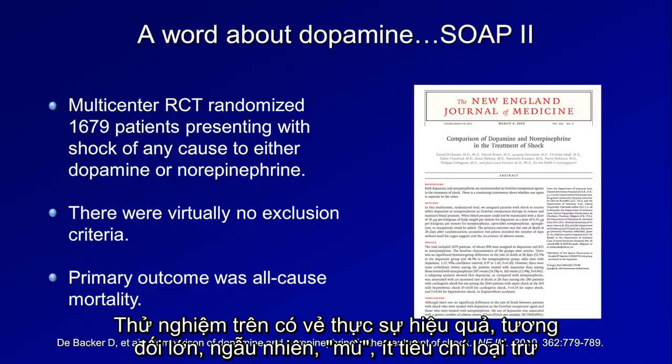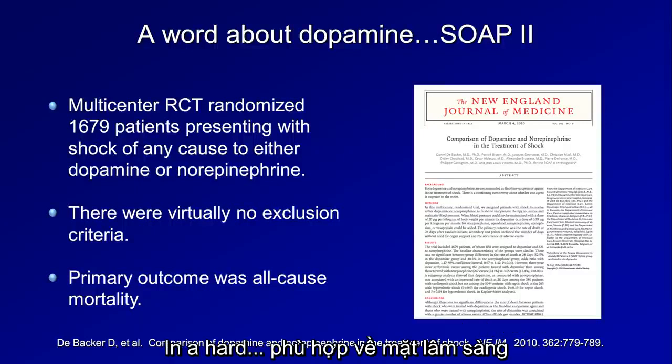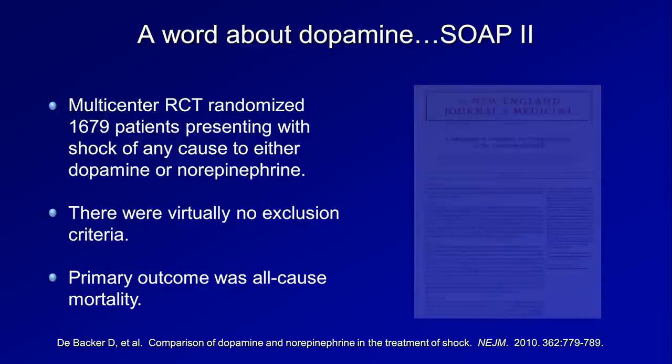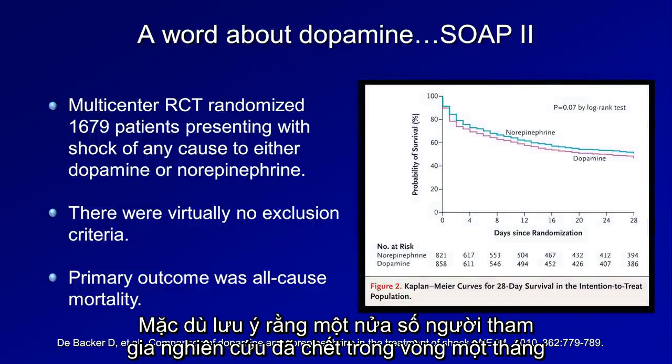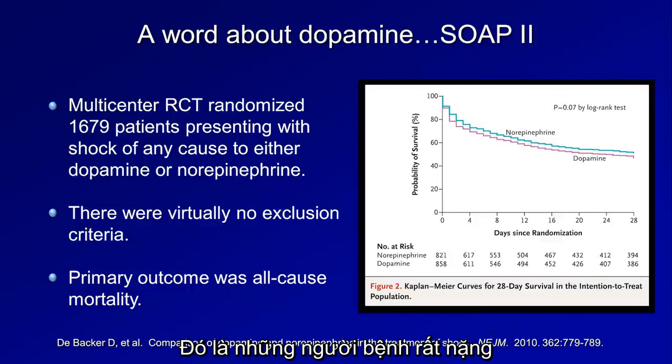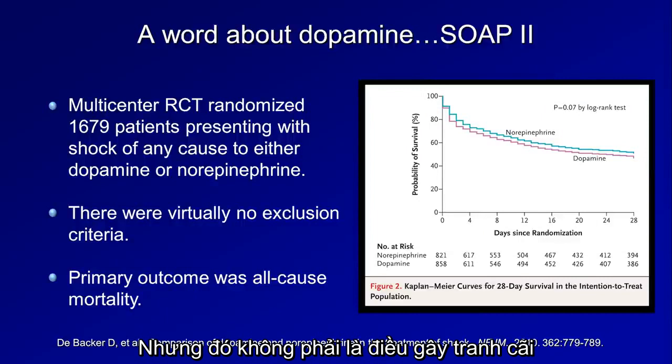On the surface, the trial seems really robust: relatively large, randomized, blinded, few exclusion criteria, and a hard, clinically relevant endpoint. So what did they find? The survival curves between norepi and dopamine were statistically identical, though notice that half of the study participants died within a month. These were very sick people.